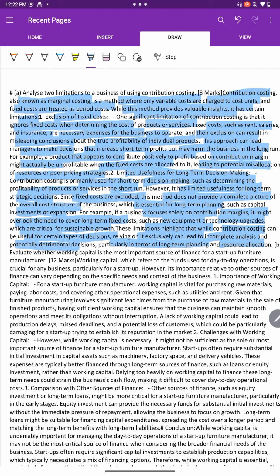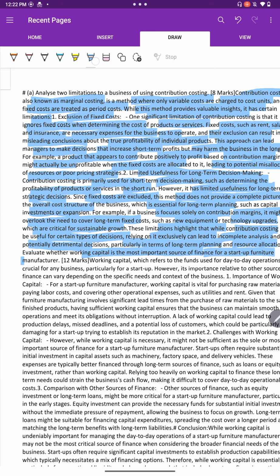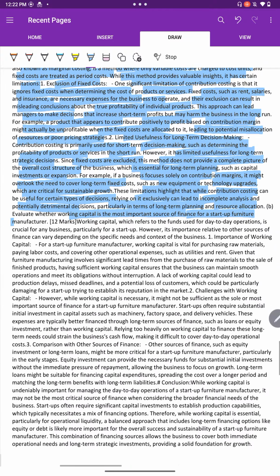B part is evaluate whether working capital is the most important source of finance for a startup furniture manufacturer. Okay. So working capital, which refers to the funds used for day-to-day operations, is crucial for business, particularly for a startup. However, its importance relative to other sources of finance can vary.